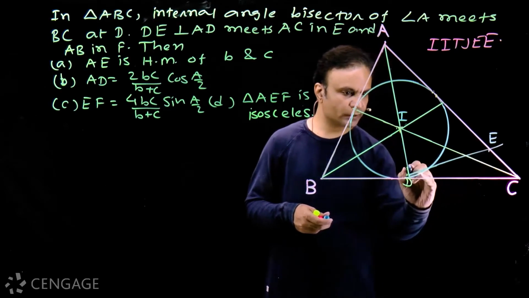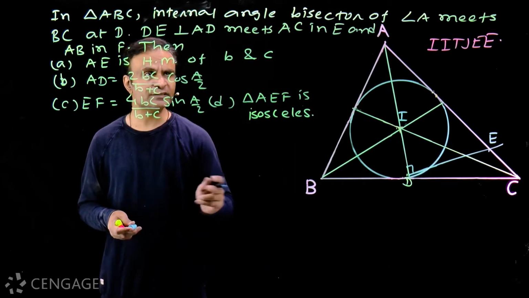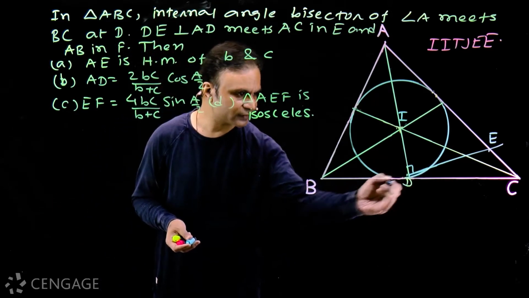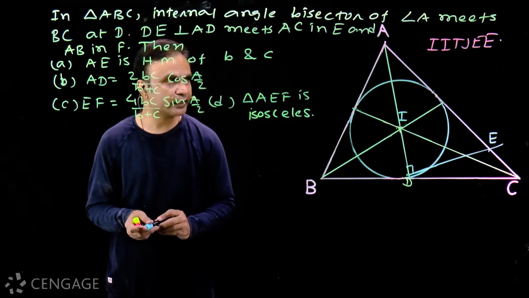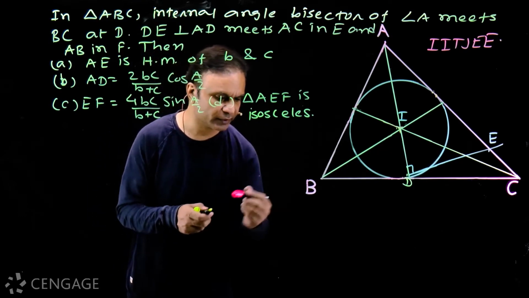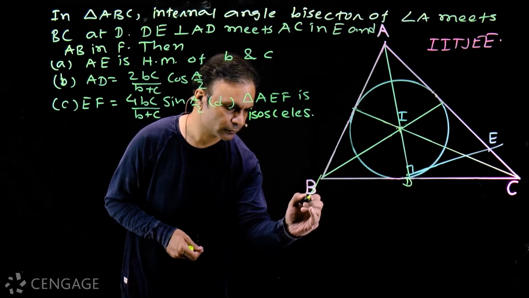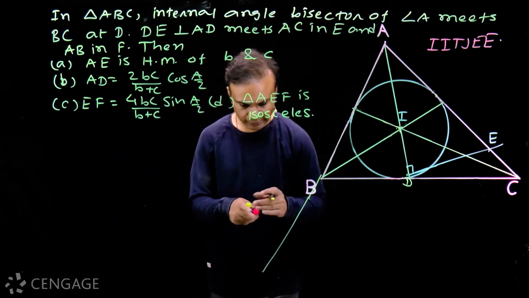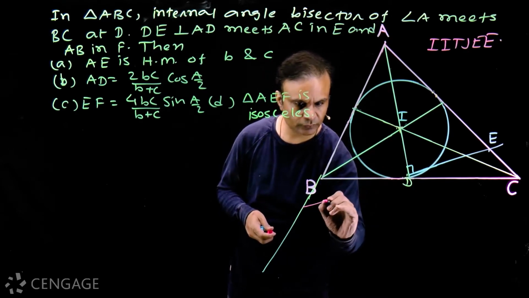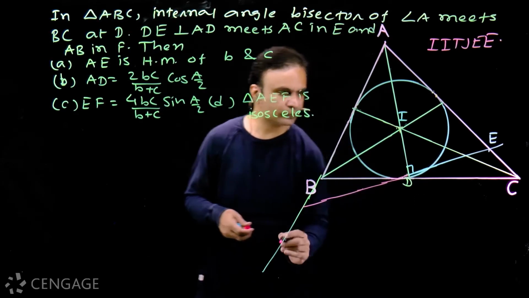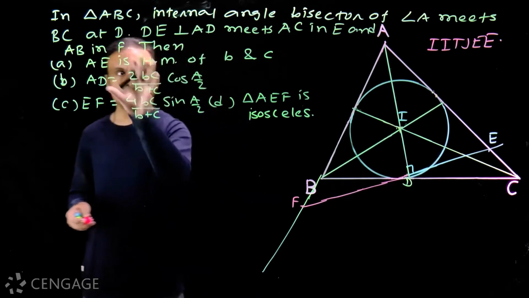Okay, this is point E. Here AD is perpendicular to DE, and this line cuts AB in F. So we extend this line. It cuts AB at F. That means we have to extend AB too. So let's extend AB. We have here the extended part of AB, and then we extend line DE. So we have this extended line. This is point F. Now we have here four options.